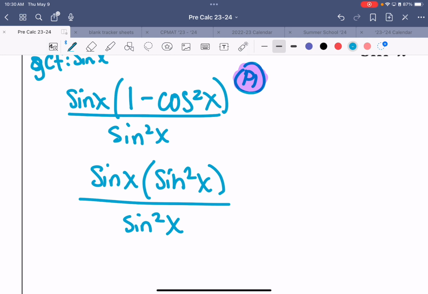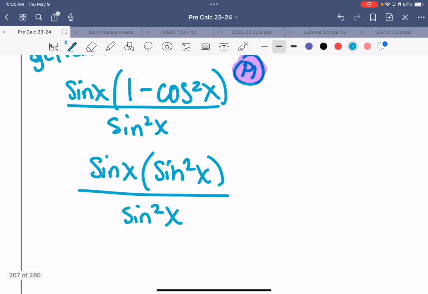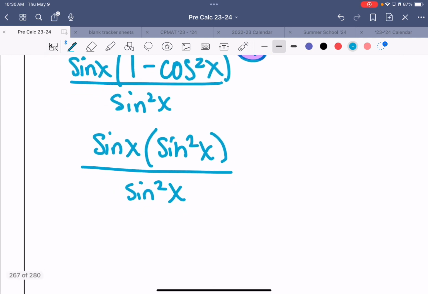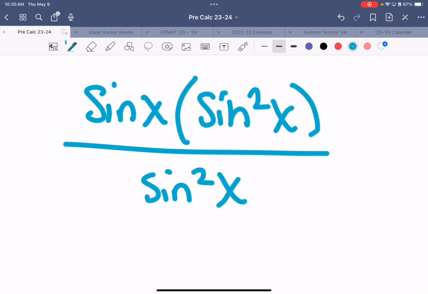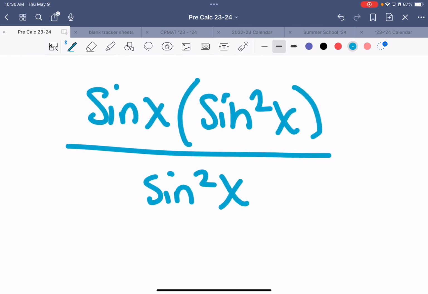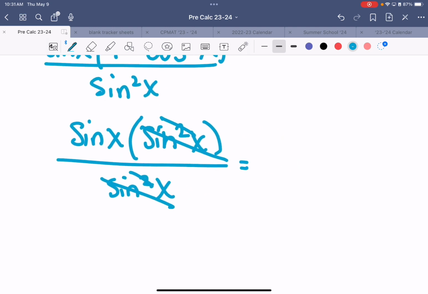My goal is to get down to just one trig function. Looking at my fraction, is there anything I can cancel? Yeah, I have 3 sines on top, 2 on the bottom, so I can cancel out 2 of them, and that will leave me with 1 up on top. So I'm just going to cancel out these 2 right there. And that leaves me with just a sine of x on the top, or just sine x.